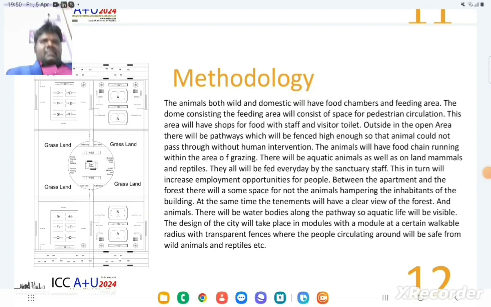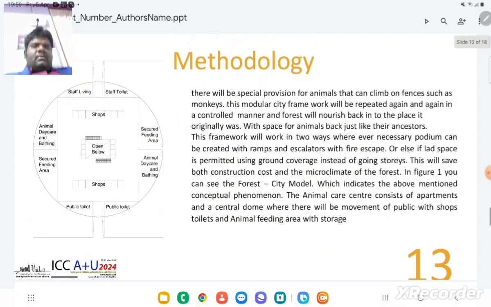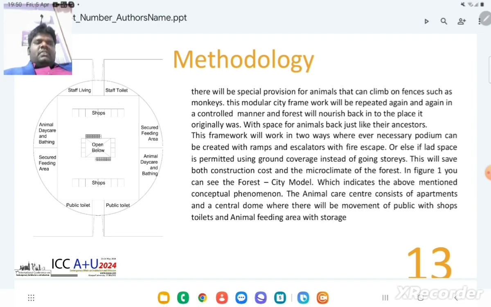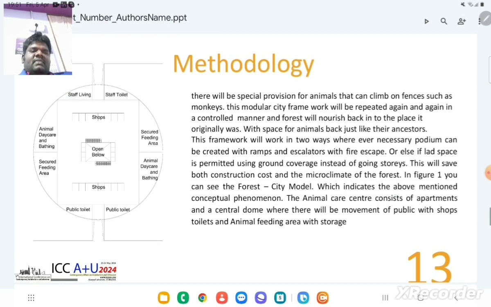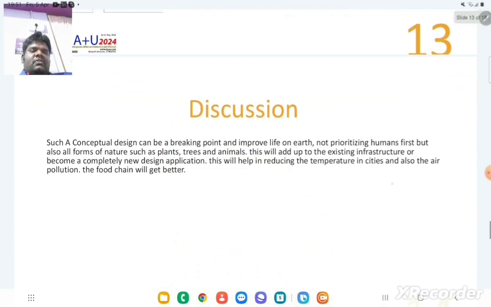Okay, in the methodology, we will take a close look at this grid. There are grasslands on all four sides, which are adjacent to the dome. G, H, F, E, C, D, A, B, these are all buildings, and then we have the road system. This is the blown up view of a dome, and in that dome you can see there are shops. There is an open area in the center. Then there are escalators to climb up. And there is an animal daycare and a secured feeding area.